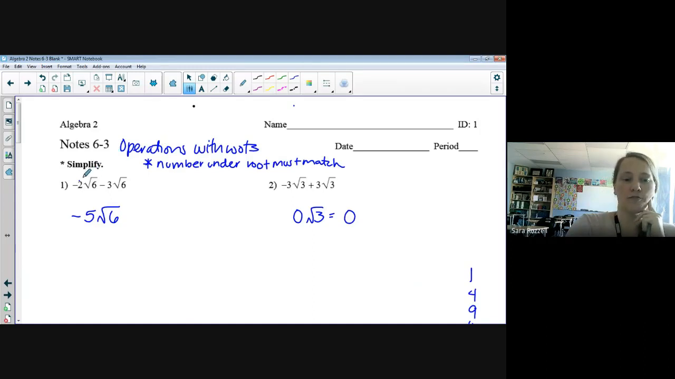So on our first problem, we had -2 root 6 minus 3 root 6. Well, -2 minus 3 is -5. And since the numbers match, we just kept the root 6. So -5 root 6 is what you get when you take 3 root 6 away from -2 root 6.